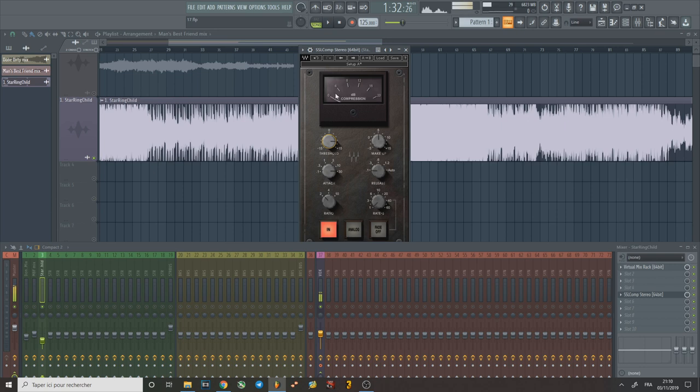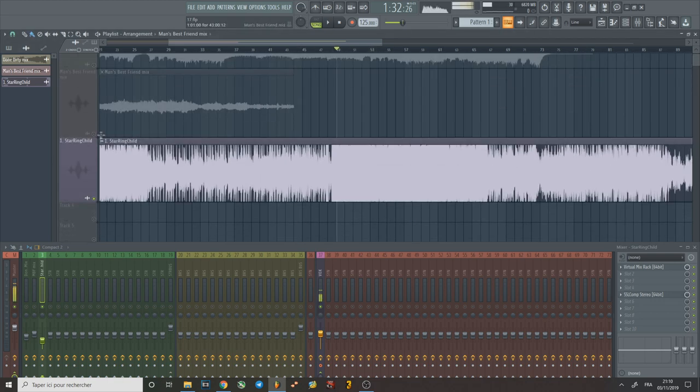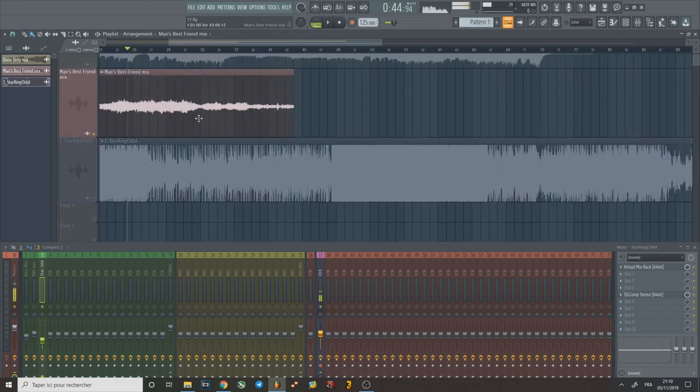So maybe 2 dB-ish would be good. But you can be sure that these 2 dB are actually going to help the envelope. And unlike this track above, it's not going to flatten the envelope for no reason.